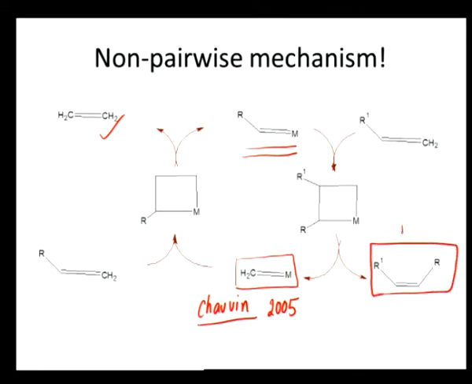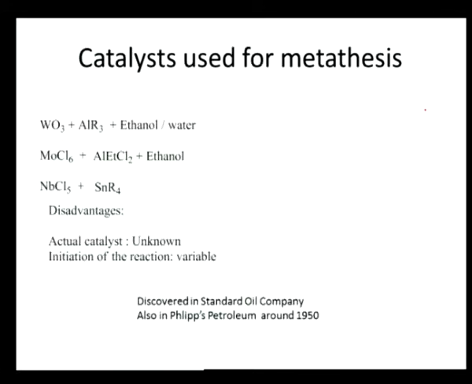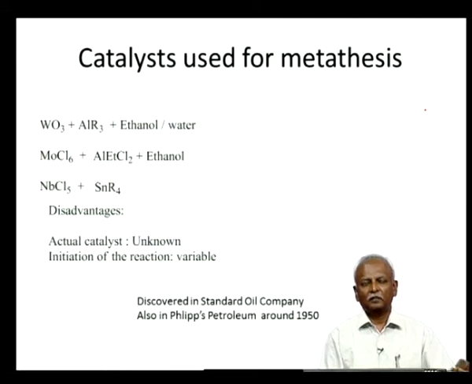So, these are the two products. This is product 1 and this is product 2. These two olefins are generated starting with 2 olefins, which are reactant 1 and reactant 2. Based on this type of non-pairwise mechanism, it was possible to explain all the reactions that were observed in the metathesis reaction.